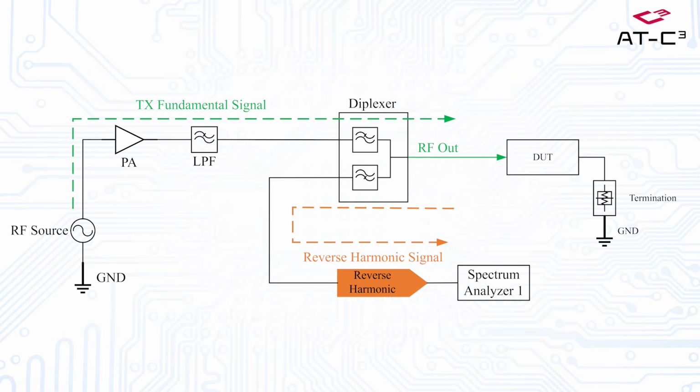The high band port guides only the harmonic signal into the spectrum analyzer while blocking the high power fundamental signal. If the fundamental signal is too strong to feed into the spectrum analyzer, this signal could generate internal harmonics inside the spectrum analyzer and then dominate your harmonic measurement. You will no longer be able to see the harmonics coming from the DUT.